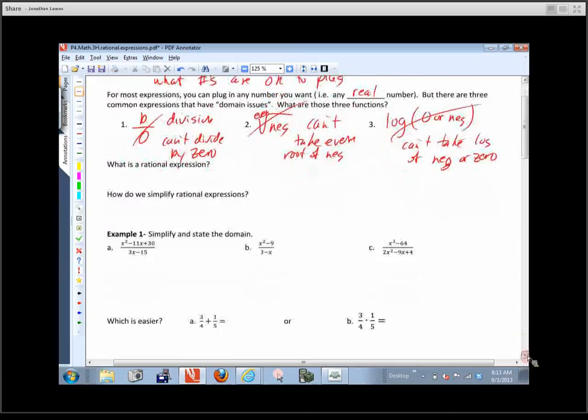Okay. So, what is a rational expression? Can somebody describe what a rational expression is?